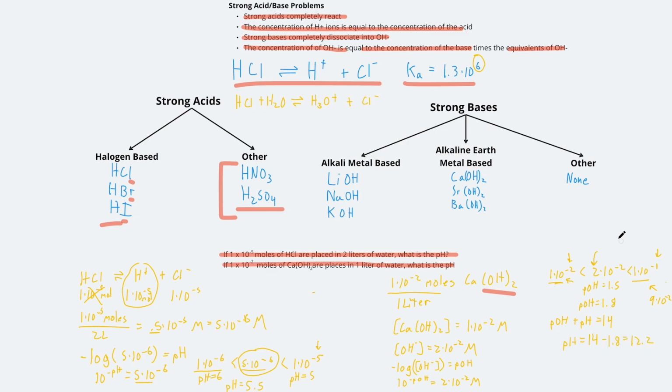Your strong bases are really straightforward to memorize because you have just group 1 metal-based bases and then group 2 metal-based bases. And remember that group 1 metals have a +1 charge and OH has a -1 charge. So for the group 1 metals, there's only 1 hydroxide ion for each base. For the group 2 bases, there are 2 hydroxide ions for each base because group 2 metals have a +2 charge. So you're going to need 2 molecules of the hydroxide ion to balance out that +2 charge.